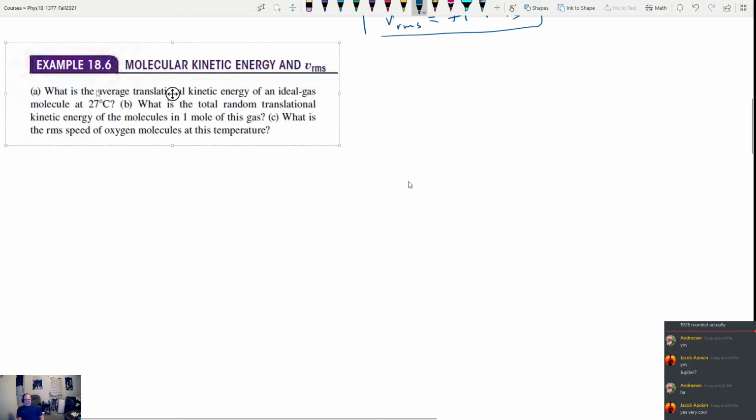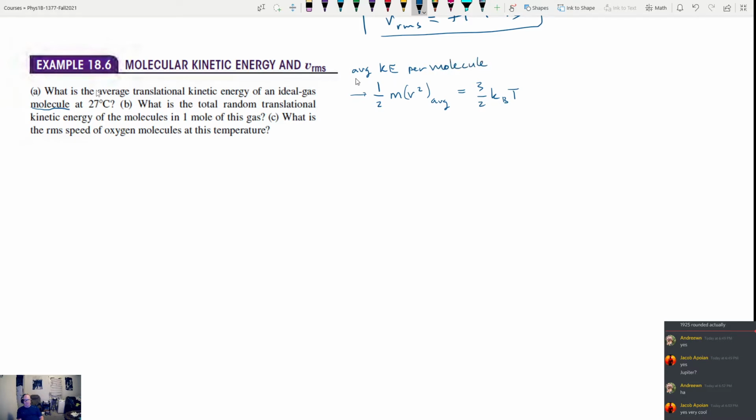So I want to get into some terminology here with this problem. So we had this expression. When it says the average translational kinetic energy of an ideal gas molecule, it means this. Okay, that's what this means. So that's the first thing we're going to calculate. Let's just go ahead and calculate it.